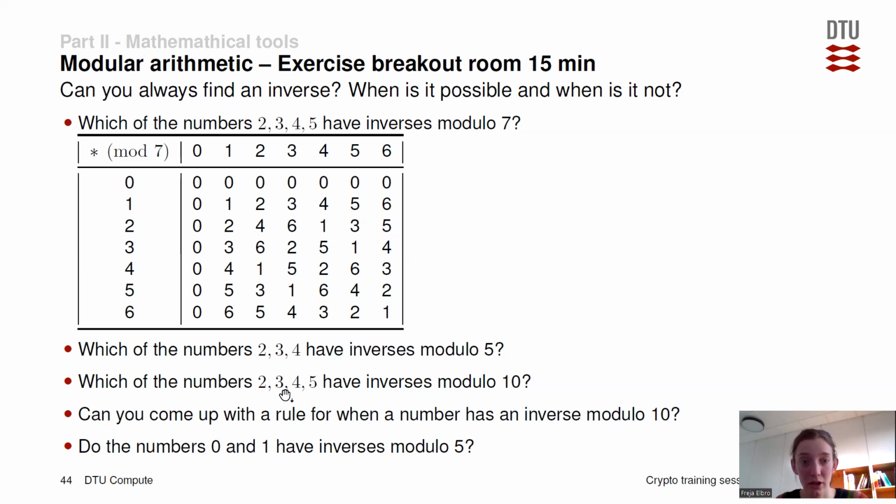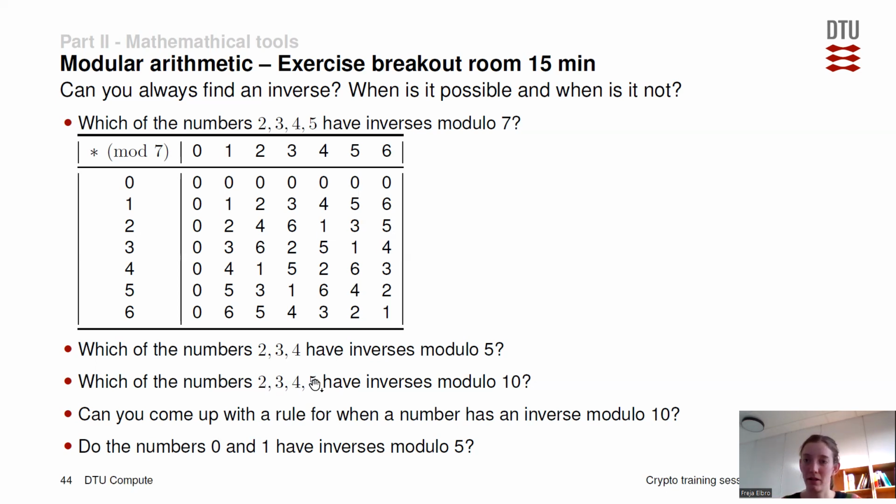3 works. 4 again doesn't work because any result is even. The problem for 5 is the same as the problem for 2, but here every number that I multiply by 5, the result is always going to be divisible by 5, and therefore it's either 0 or 5 modulo 10. Those are the only options. So 5 doesn't work either.